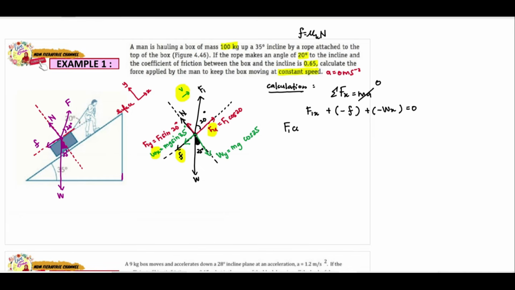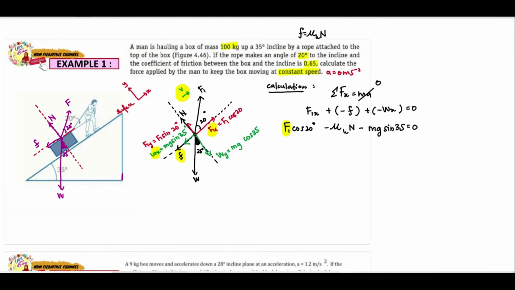So, F1 cos 20 degree minus mu, okay, friction, mu Kn. Okay, so sekarang kita nak kira F kan, F1. So, plus, so ini akan jadi negatif lah. Saya terus tulis negatif. Mg sin 35 equal to 0. So, sekarang kita nak cari apa? Kita nak cari F1. So, we want to find F1.